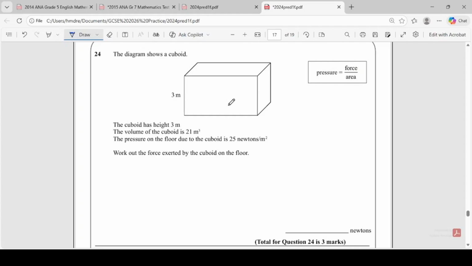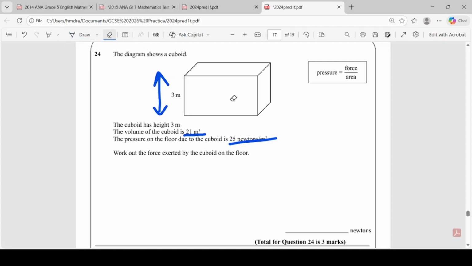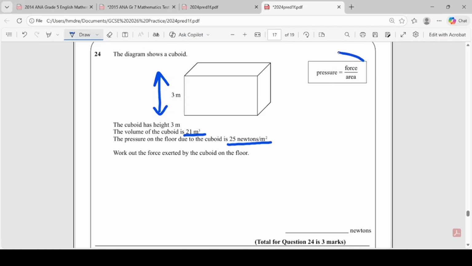The diagram shows a cuboid. The cuboid has a height of 3 meters. Okay, so they show us that here. And the volume of the cuboid is 21 meters cubed. The pressure on the floor due to the cuboid is 25 newtons per meter square. Work out the force. Okay, so this might be one that you don't work with a lot, but you can see they've given us a formula here to use.